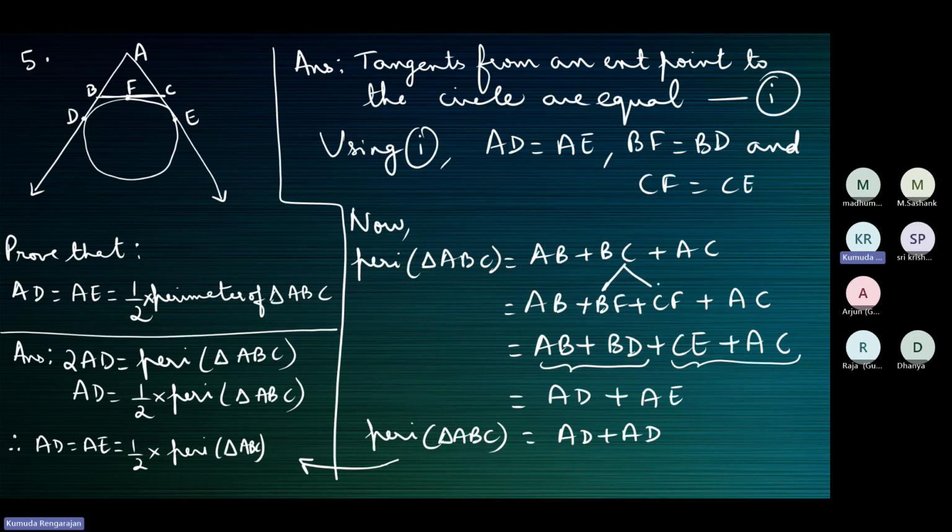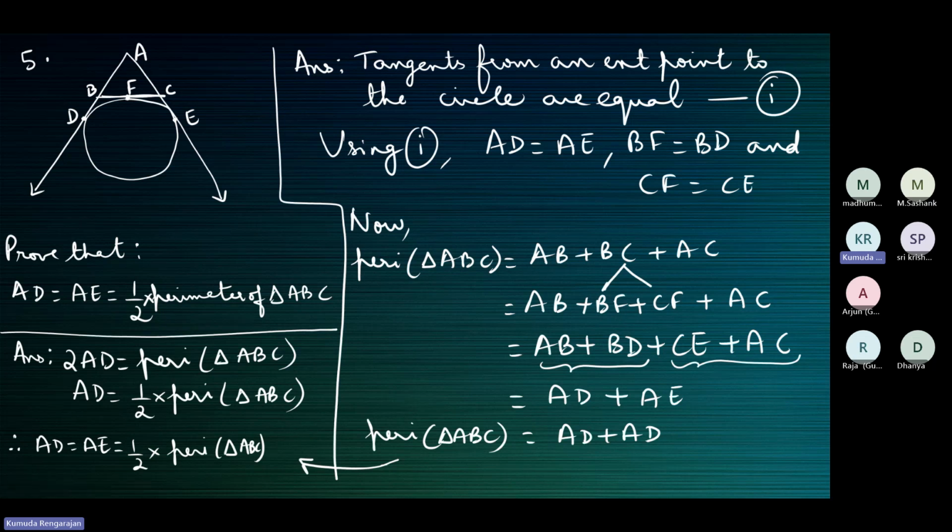Now BC can be written as BF plus CF. Further, BF can be replaced with BD and CF can be replaced with CE. Now AB and BD make AD, CE and AC make AE. But we know that AD is equal to AE, so you can replace AE with AD or AD with AE. Both are fine. So you get twice AD is equal to the perimeter of triangle ABC.